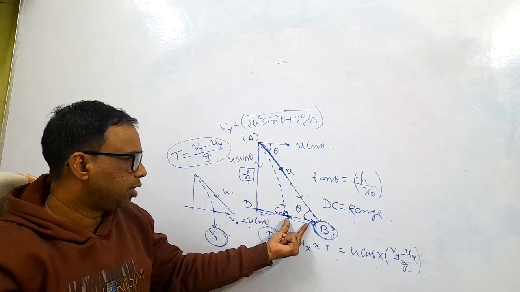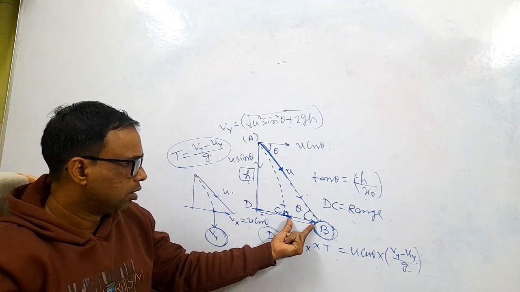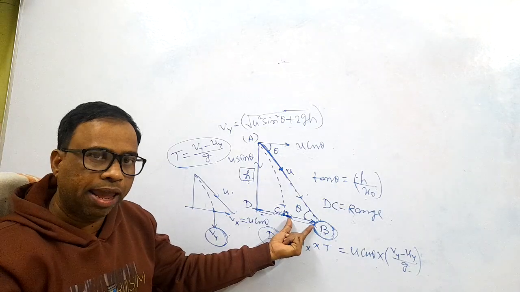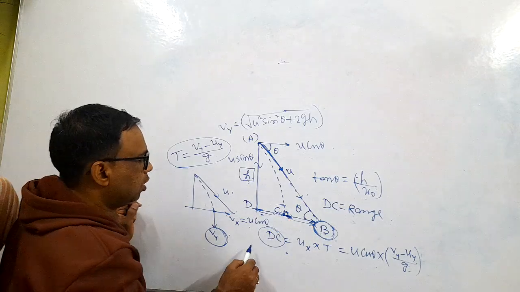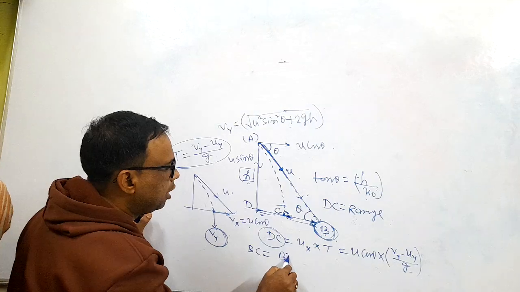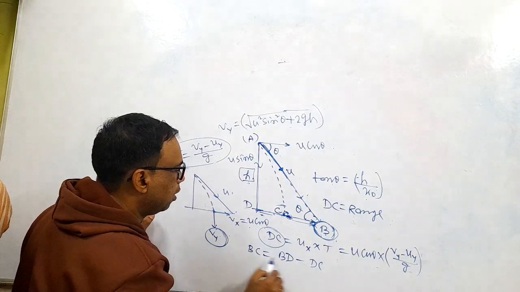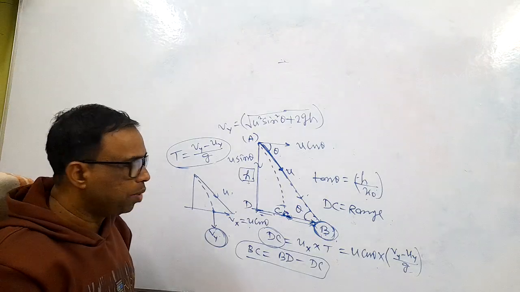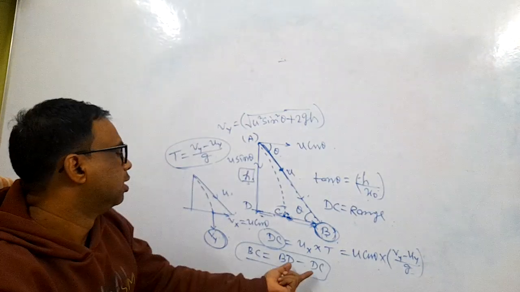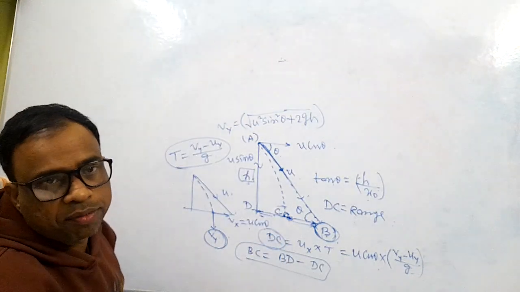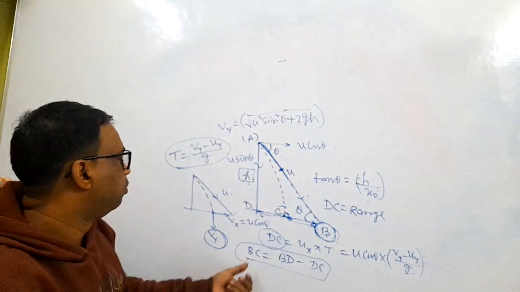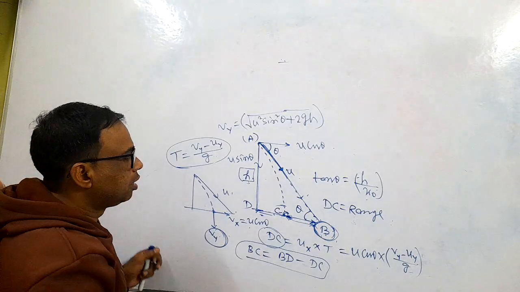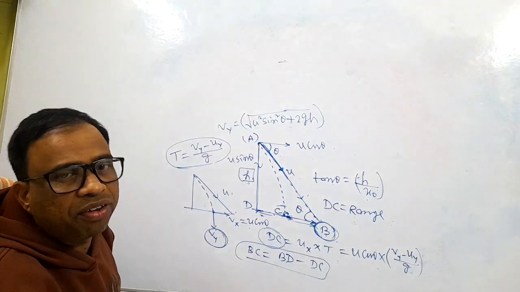Then the shortest distance, the gap between the landing point and the aiming point, that is BC. So BC equals BD minus DC. That is the question asked in JEE Main and Advanced. This type of question you can generally see in different types of books.